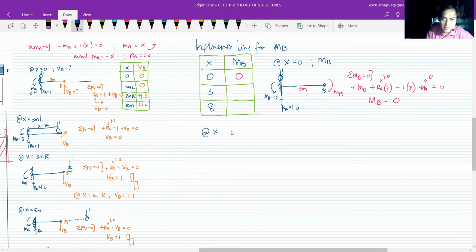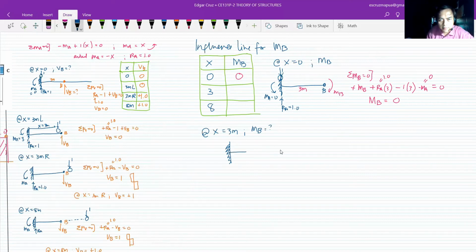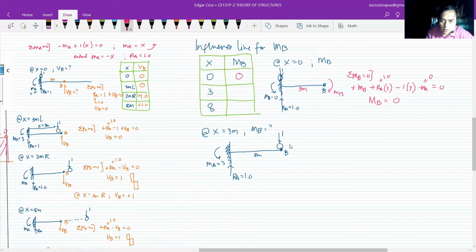At x equals 3 meters, ano ang MB? Okay, so drawing natin. Okay, so ito yung cantilever beam. Putulin uli natin, left segment ulit tayo. So ito yung point B. Okay, so this is 3 meters. So yung RA natin, ganun pa rin, no? Ang RA natin is equal to 1. Tapos yung unit load natin, nandito siya sa 3 meters. Anong moment natin dito? That would be 1 times 3. So, that is 3. Diba? So, yan yung moment natin sa A. So, 1 unit load times distance, 3. So, kaya 3 yung moment natin sa A. So, ang hahanapin natin dito is yung moment sa B.